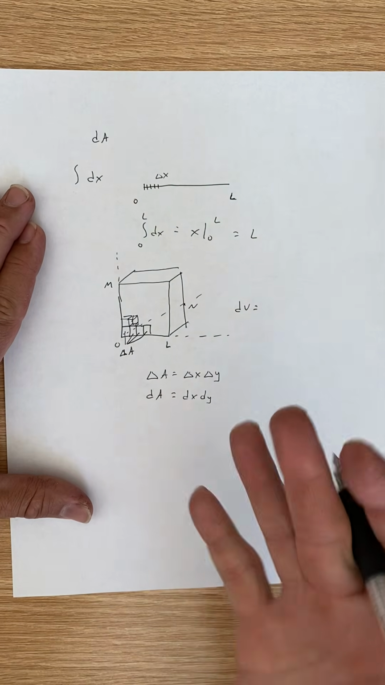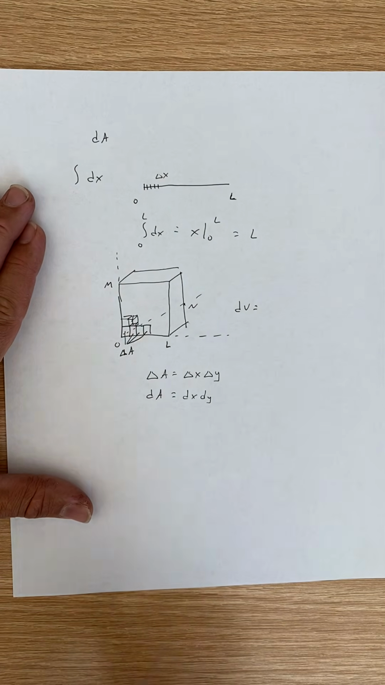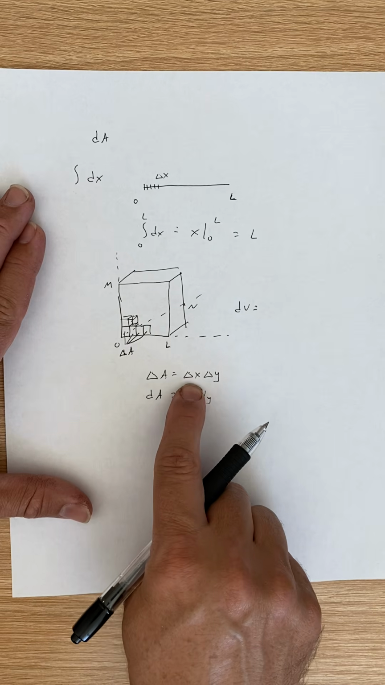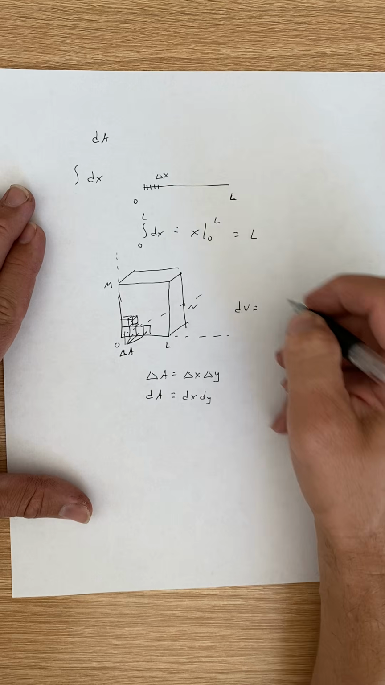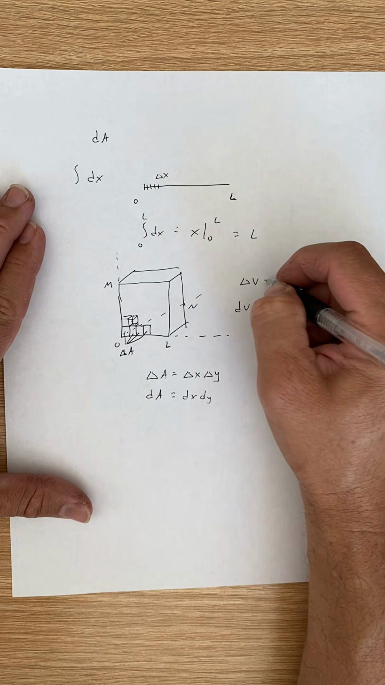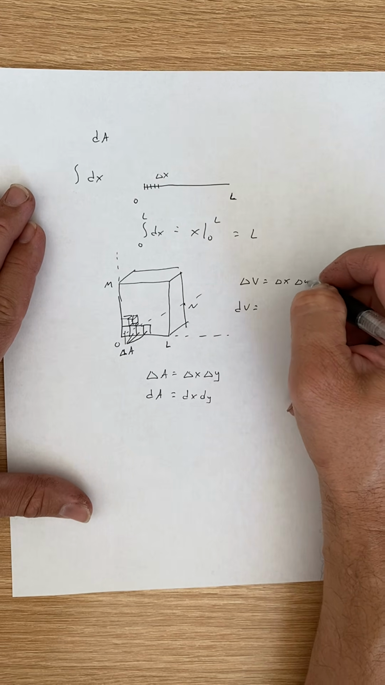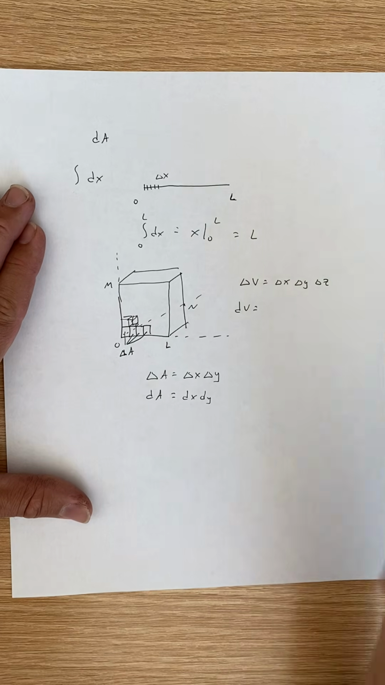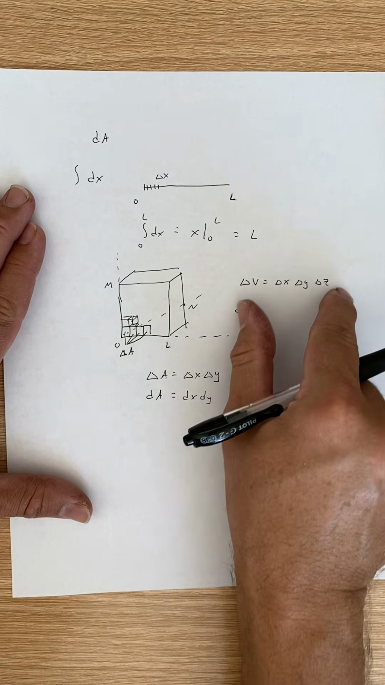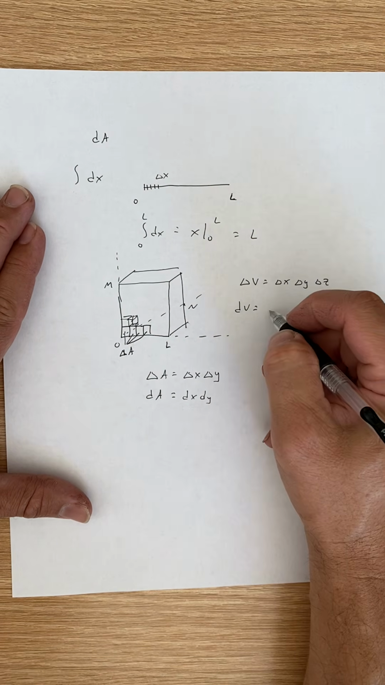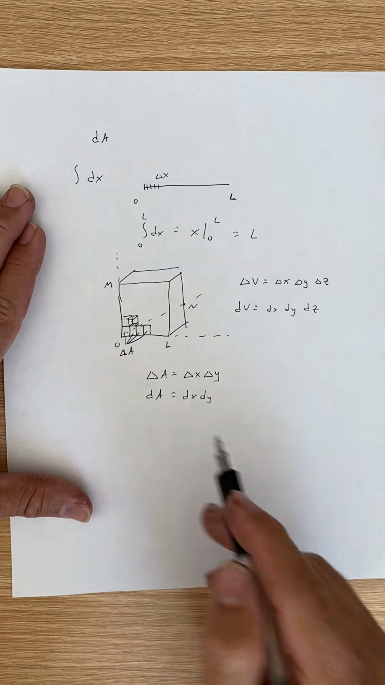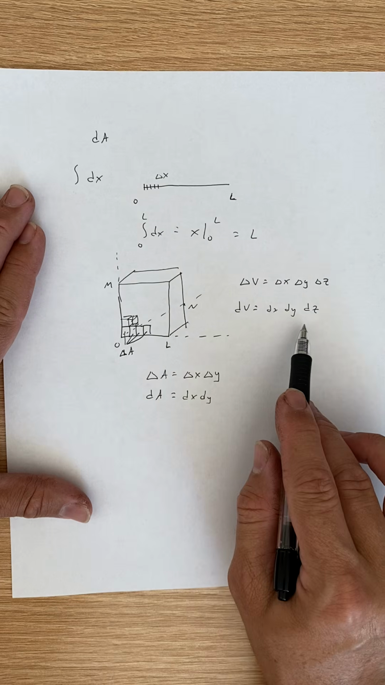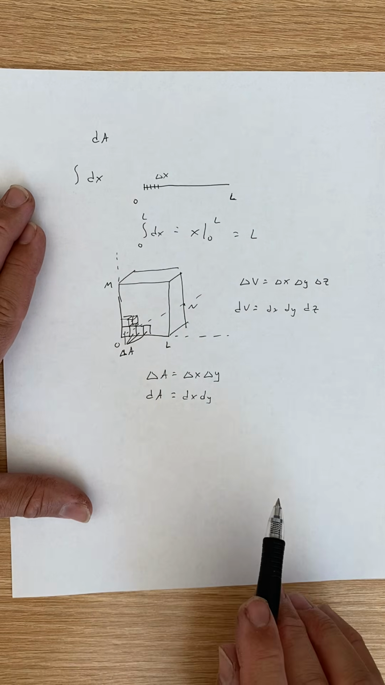Same thing, divide each of my axes into little differential lengths, or first deltas: delta x, delta y. Delta V is equal to delta x, delta y, now delta z. Then let all of these shrink down to a differential. So I get dV is equal to dx dy dz. And of course when I integrate this, I would let it run to my limits.